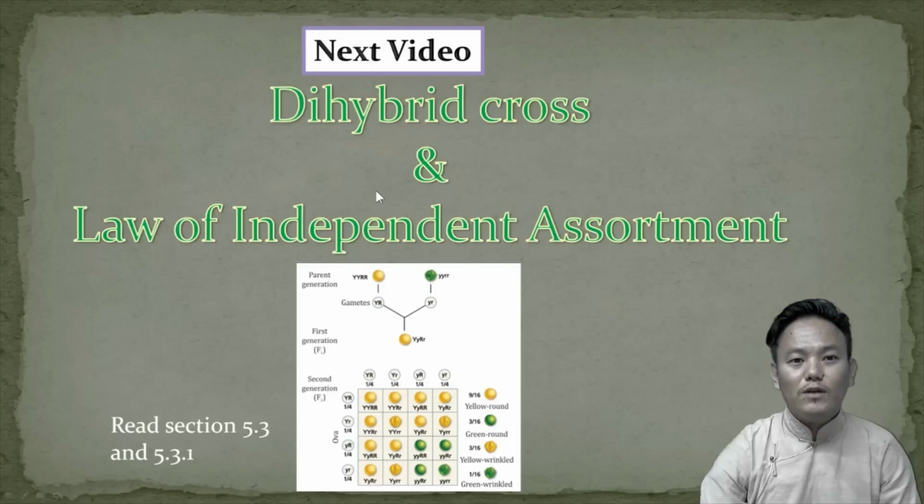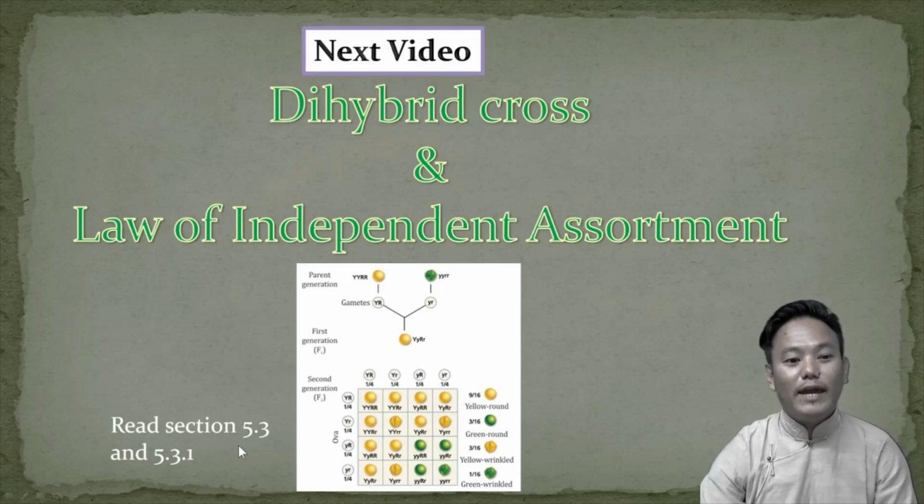For the next video, we are going to discuss the dihybrid cross and the law of independent assortment. I hope you read about these two topics in your textbook. I have given you the sections here. You can read section 5.3 and section 5.3.1. Before watching the next video, you should do the reading.